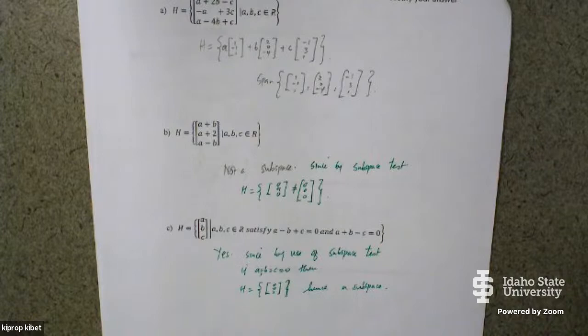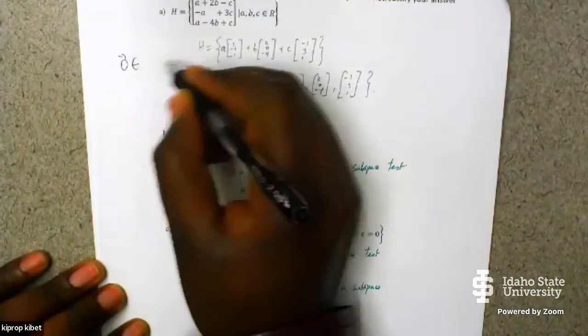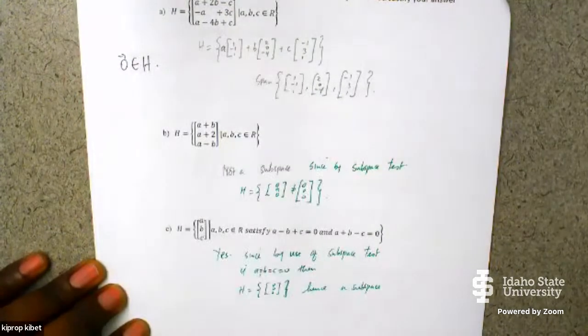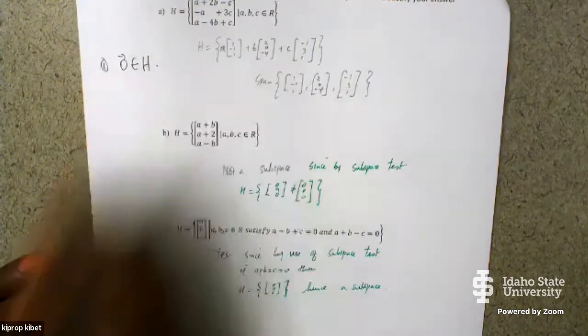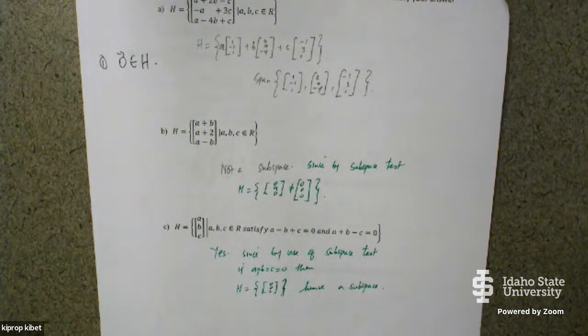So the first thing is to use the subspace test, whereby the 0 vector is an element of H. That is the first thing that you need to do. If the 0 vector is an element of H, then you can go to the next step. If it is not, then you stop. You just say it is not a subspace, and we don't do anything else.